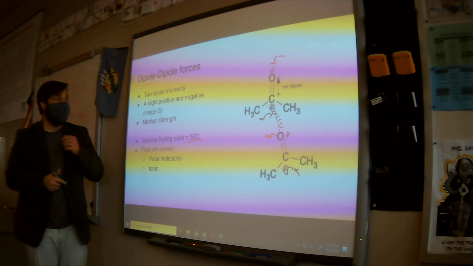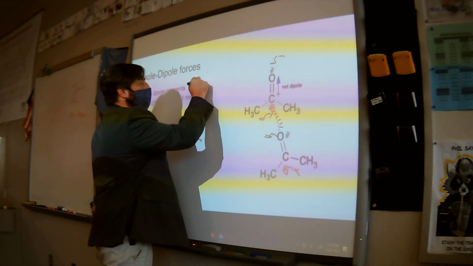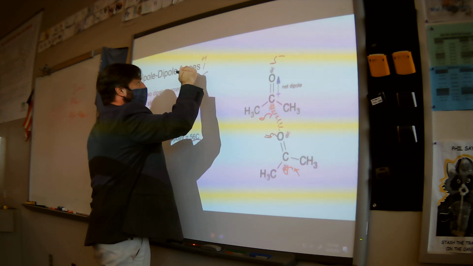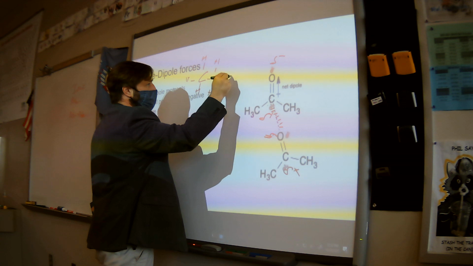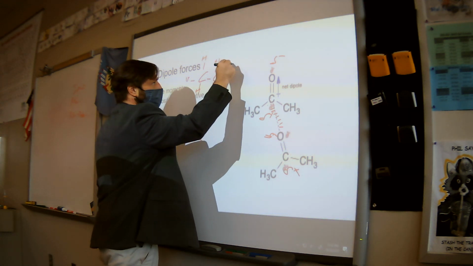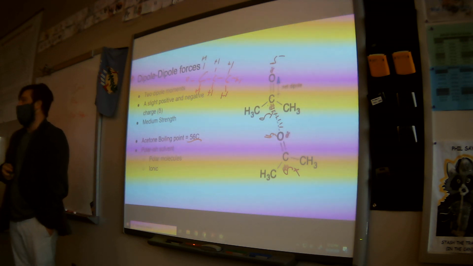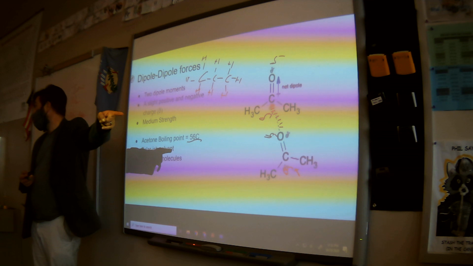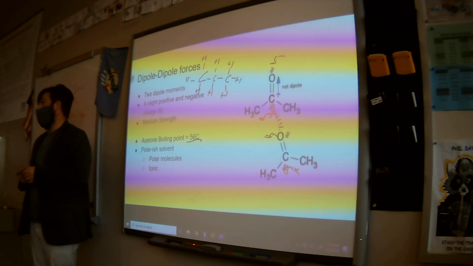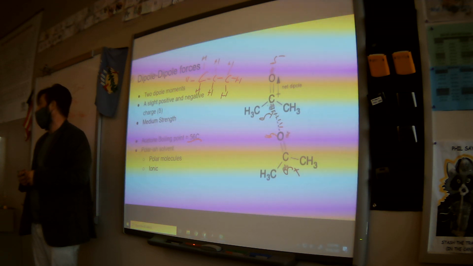Let me talk about something else. Let's talk about propane. Okay? Let me draw propane for you. Here's propane. But how similar is it to acetone, though? What's the difference between acetone and propane? That double bonded oxygen in the central carbon, right?